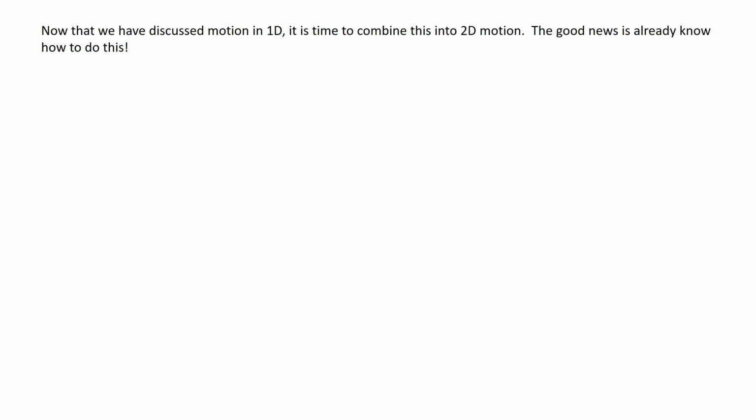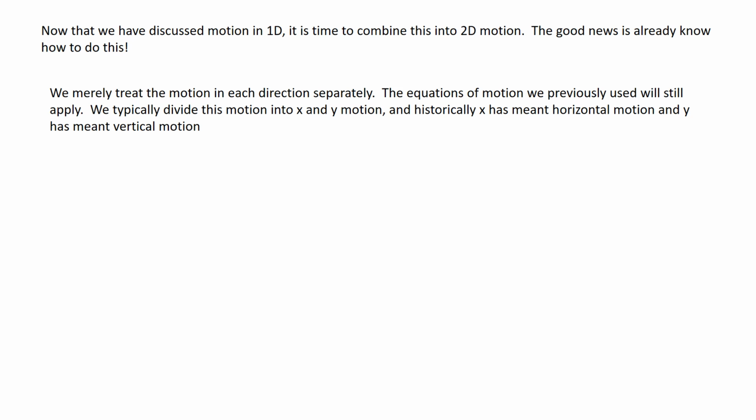All right, now that we've done one-dimensional motion, we have to combine this into two-dimensional motion. Good news, you already know how to do this. It's just going to be our kinematic equations in x and our kinematic equations in y. We're going to treat each motion separately. The equations of motion we previously used still work. We'll divide it into x, the horizontal motion, and y, the vertical motion.